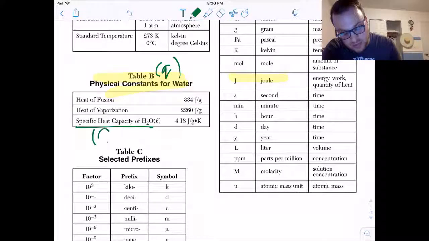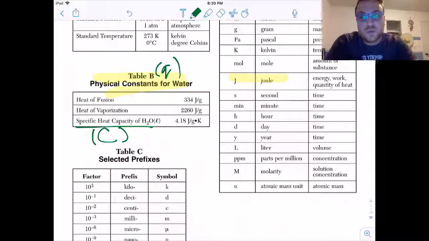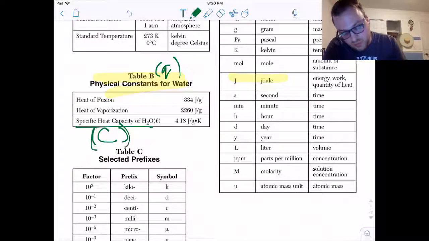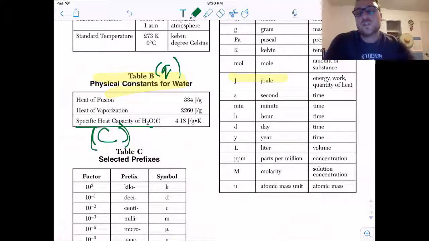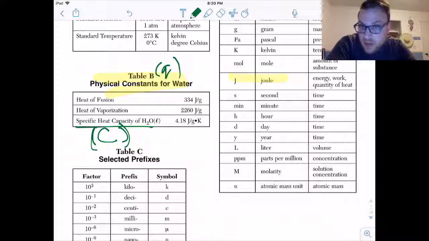I just drew some parentheses around C. If you're asked to find Q, aka heat, and there's a temperature change involved, and you know you need to use Q equals MCAT, specific heat capacity is at the front of the reference table.